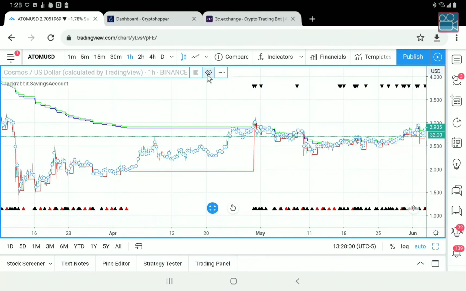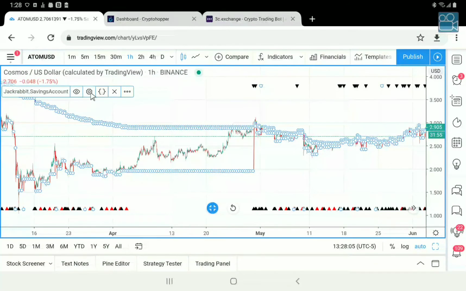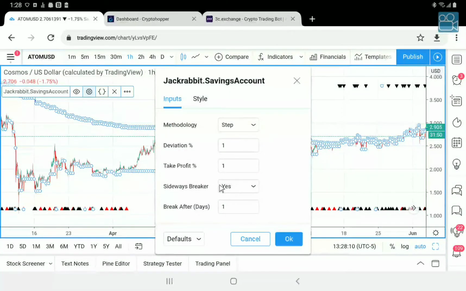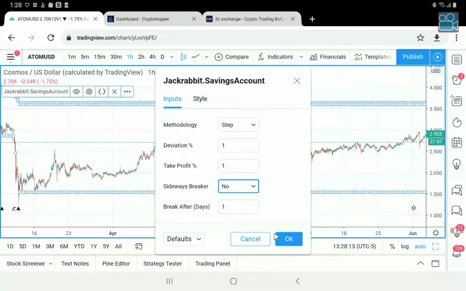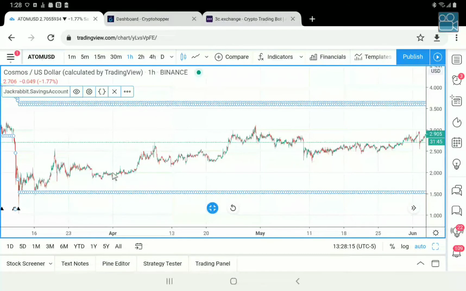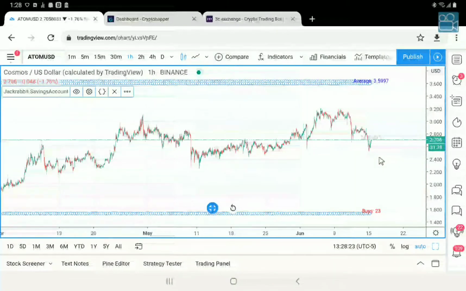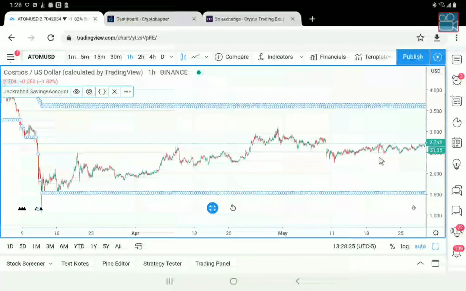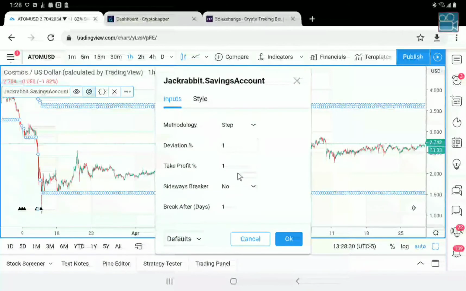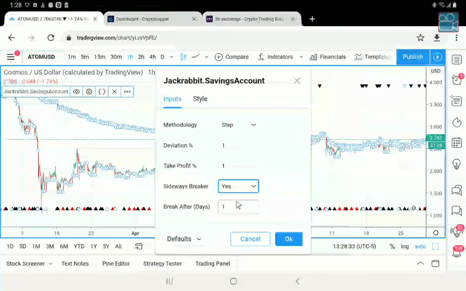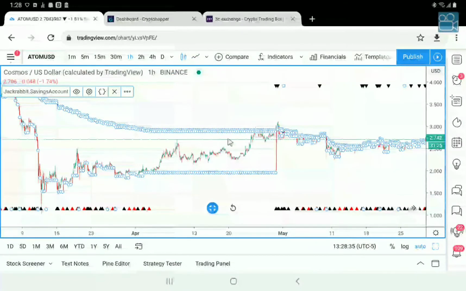But for coins like Atom that have a severe rut that can last for months, the sideways breaker is the best way to really shake this up. If the market won't move, then you have to move the market. And that's what the sideways breaker does. But be sure to carefully test it appropriate to your own risk assessment.